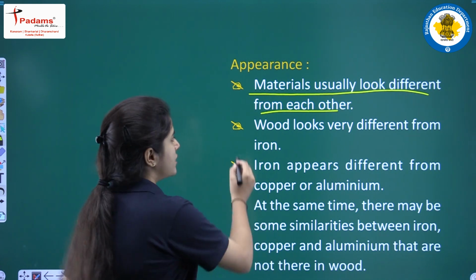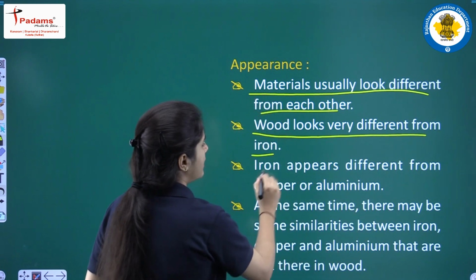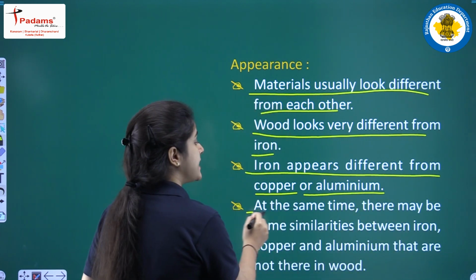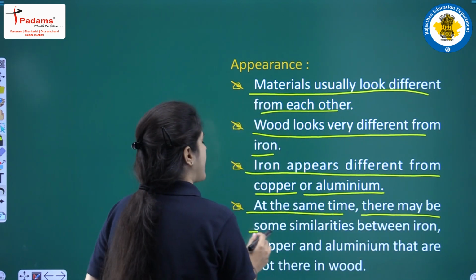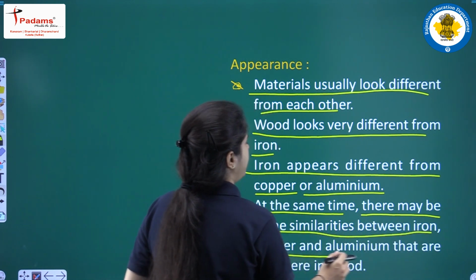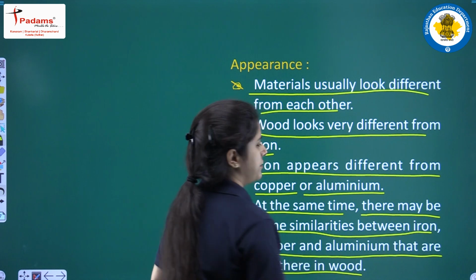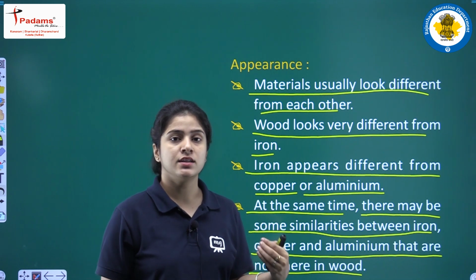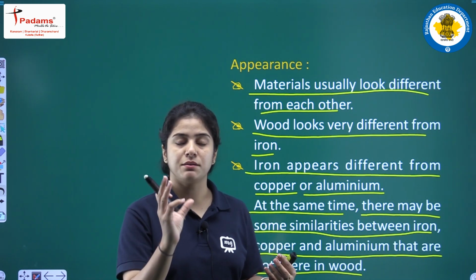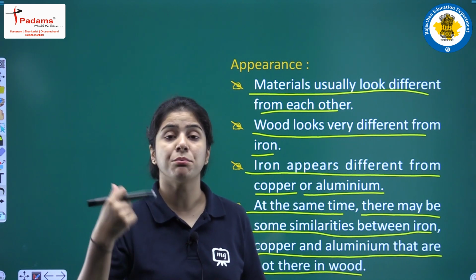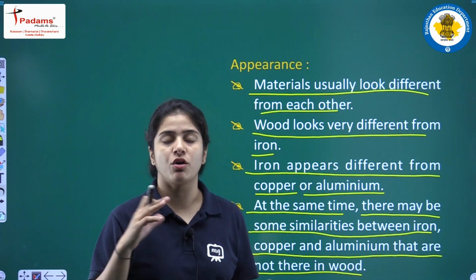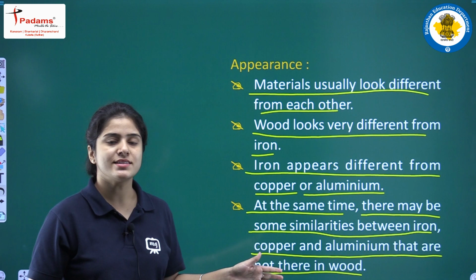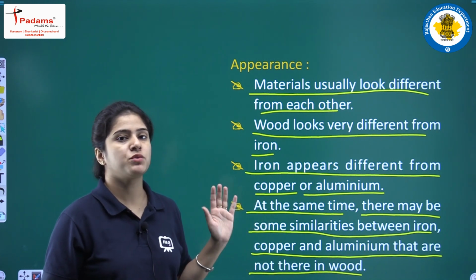So wood looks very different from iron. Iron appears different from copper or aluminium. At the same time, there may be some similarities between iron, copper, aluminium that are not there in the wood. Why is this so? They are different, but still there is some sort of similarity. The similarity they have with each other is due to the group of those particular materials, because they all are metals. And wood is not a metal, that is why wood is different from these.